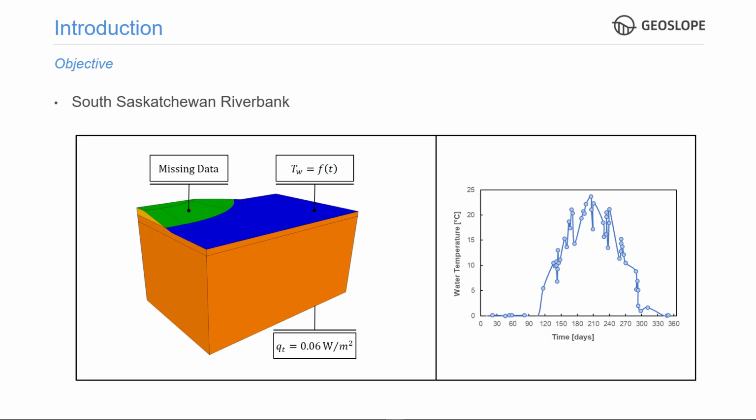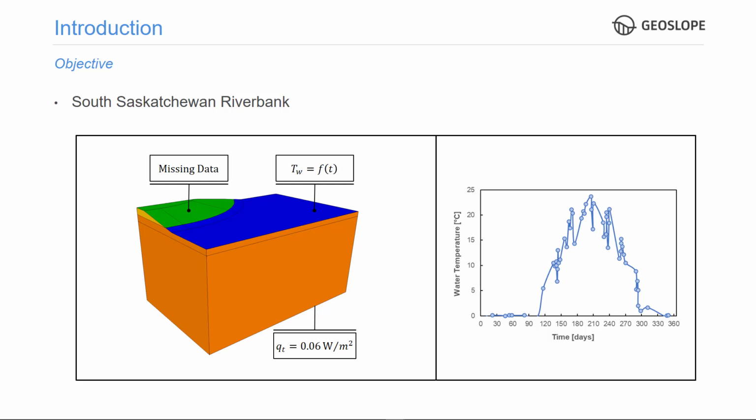The objective of this webinar is to gain insight into how and when the surface energy balance boundary condition should be applied in a thermal analysis. To do so, we're going to focus on the thermal response of a riverbank, and more precisely, the thermal response of a riverbank along the South Saskatchewan River near Saskatoon, Canada.